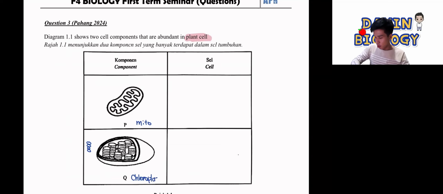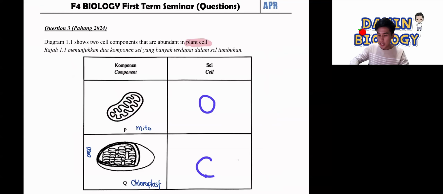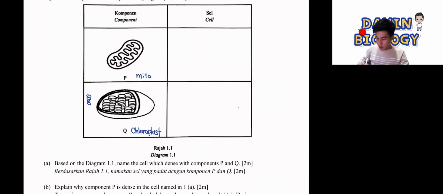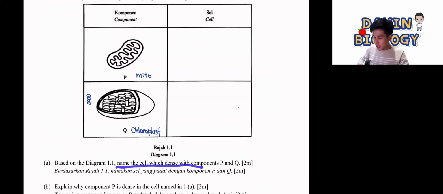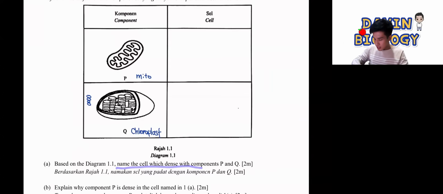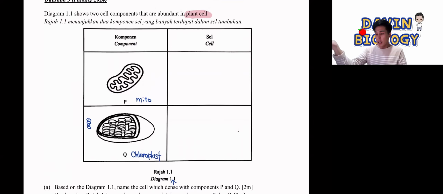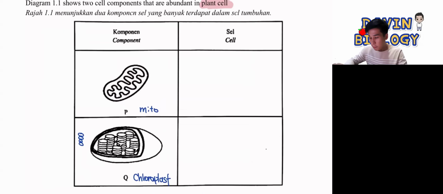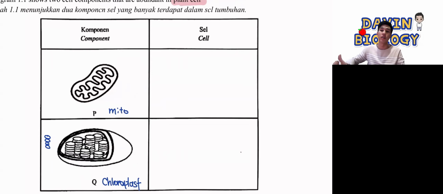Yes, this is your chloroplast. Now here they didn't ask us to write the cell component's name. They want us to name the cell which is dense with components P. Dense means has a lot of P and Q. Now this is plant, so you cannot write muscle cell, you cannot write sperm cell, because the question states very clearly, plant. So what plant cell needs a lot of mitochondria?